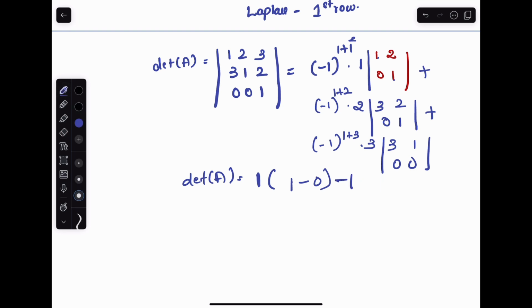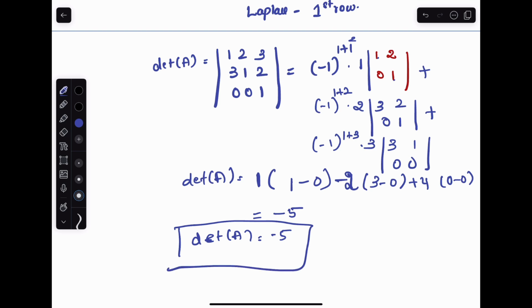So minus 1 into, sorry, minus 2, right? Here we have 2. So it is minus 2 into 3 minus 0, and again plus. Then again we have the positive value 4. If you solve it, you'll get the answer as minus 5. So the determinant of A is minus 5. Alright, so this is the Laplace expansion.